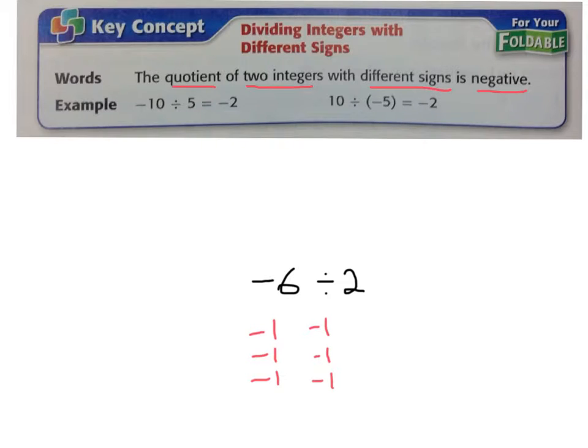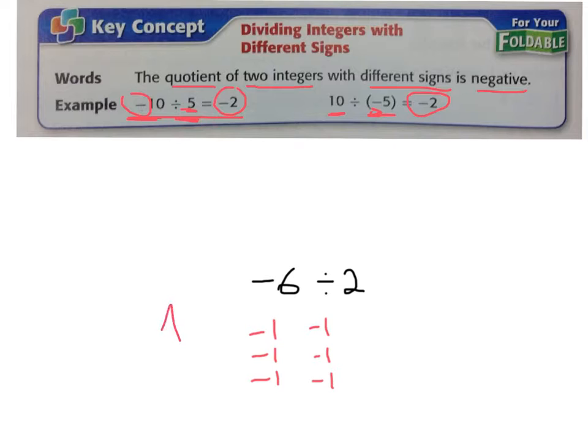Okay, just like multiplication. So we see two examples here. I see that I have negative 10 divided by 5, and I know 10 divided by 5 is 2, and I see that I have one negative and one positive, so that means my answer is going to be negative. Here I have 10 divided by negative 5. 10 divided by 5 is 2, and I see one negative sign, the other positive, so it's a negative 2.